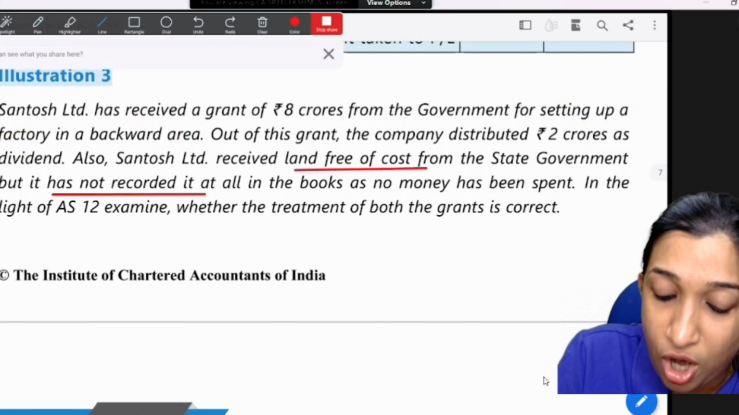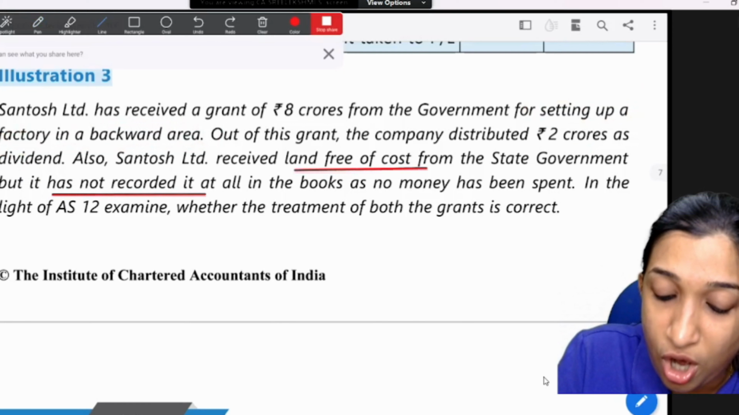So what are the journal entries? Bank to grant, first entry. Second entry, grant to P&L, grant to P&L, like that over the useful life of the asset, in the ratio of depreciation. Which means if depreciation is SLM, income is also SLM; if expense is WDV, then income also in that ratio.